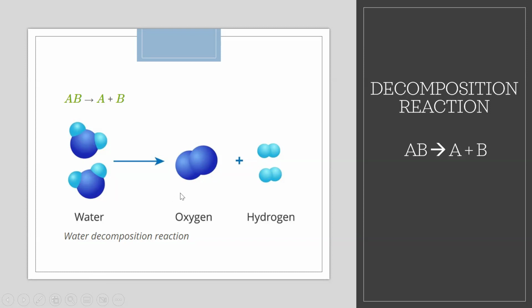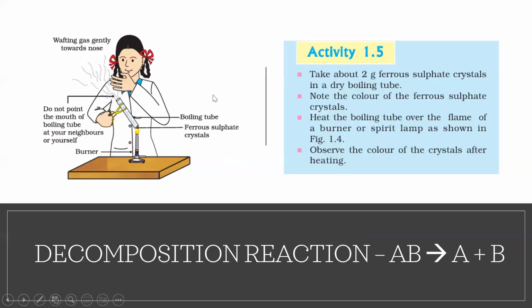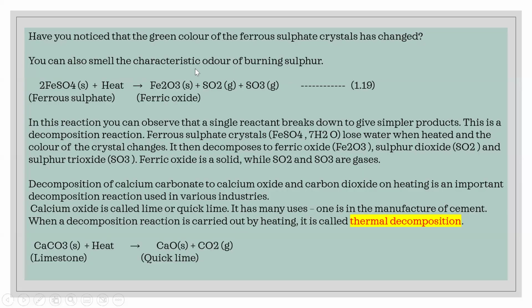Here water molecules break down into oxygen and hydrogen. Next one is the activity. Take about 2 grams of ferrous sulfate crystals in a dry boiling tube. Note the color of ferrous sulfate crystals. Heat the boiling tube, and observe the changes. See here, we have noticed that the green color of ferrous sulfate crystals is changed. When we take ferrous sulfate and heat that, ferric oxide is formed, plus sulfur dioxide and sulfur trioxide are formed.